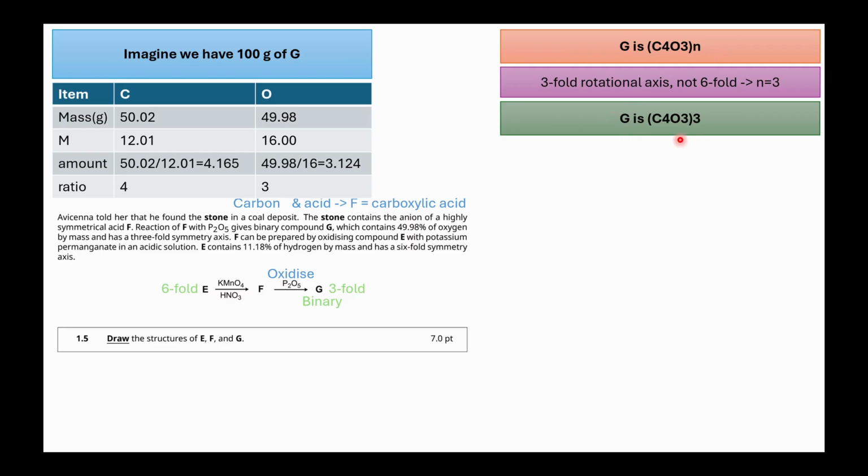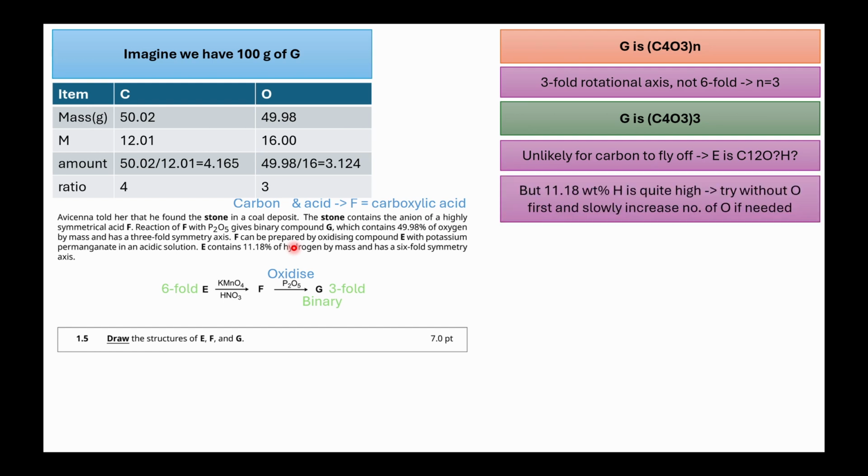And so we can fill in our preliminary guess here. We're going to check whether it's correct. Because it's unlikely for the carbon to fly off, you know that E and G must contain the same number of carbons. So E might contain some oxygens. It must contain some hydrogens, because here we're given E contains 11.18% of hydrogen by mass. Oxygen not sure, but hydrogen and carbons are definitely there.